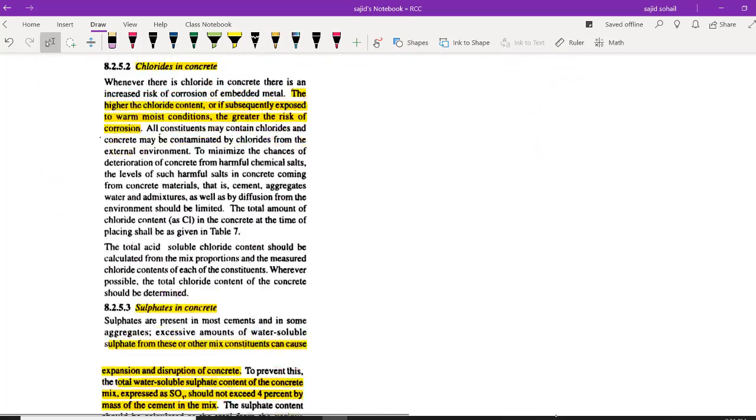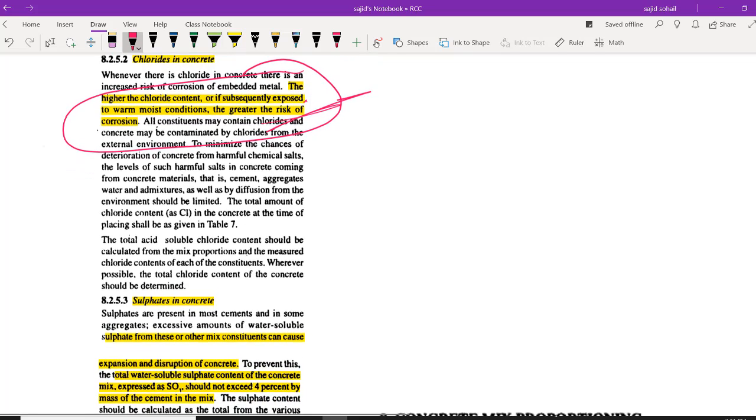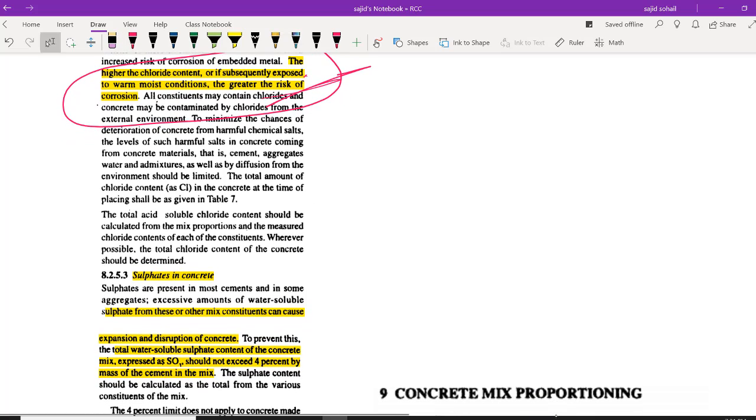Now coming to the last topic, chlorides. See, chlorides is not that much good. If you are using reinforced cement concrete, it cannot be greater than 500 mg per liter. Higher the chloride content, subsequent exposed to warm and moisture conditions, there will be greater risk of corrosion. Higher the chloride content, higher the risk of corrosion. ज़्यादा नहीं रहना चाहिए.